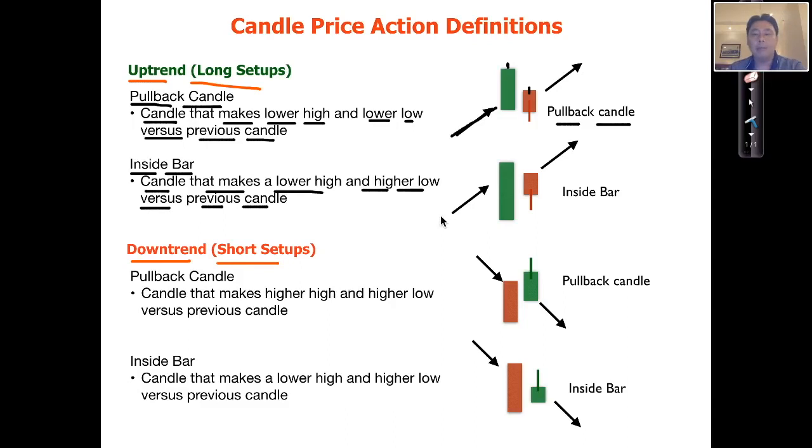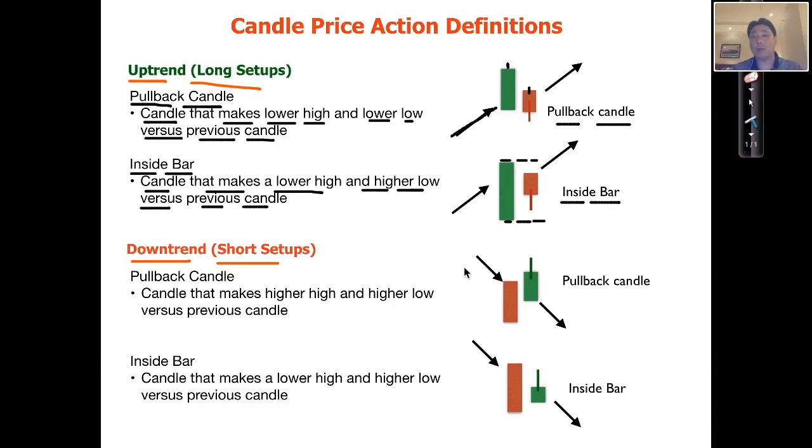So again, we have the price going up, we've got that bullish candle, and then we have an inside bar. So why is this called an inside bar? Because it makes a lower high, but a higher low. Think of this green candle as the mother candle, and this candle is the baby candle. The entire range of the baby candle is within the range of the mother candle. So it's like a little baby inside the mother. So it's called an inside bar. Great, so that's for uptrends.